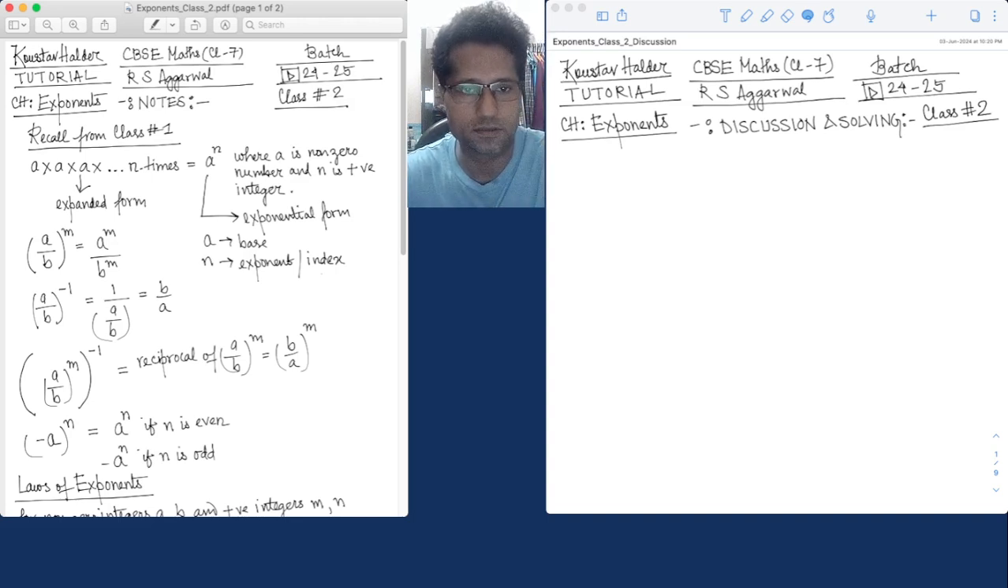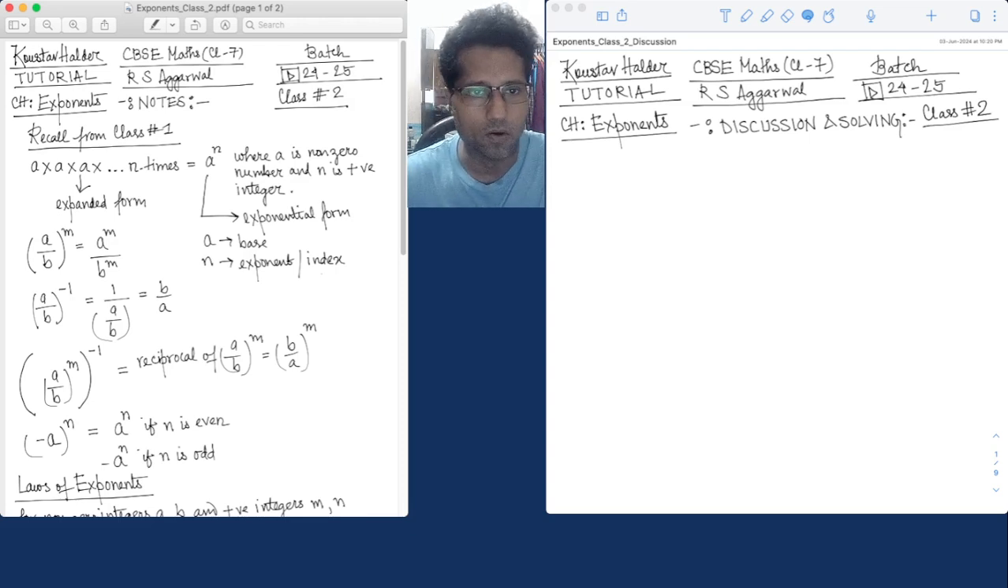We discussed the exponential form of a number, which is of the form a to the power n, or it is said a raised to the power n, where a is a non-zero number. The number could be an integer or a rational number. n is a positive integer. So please remember that n is a positive integer and a is a non-zero number.